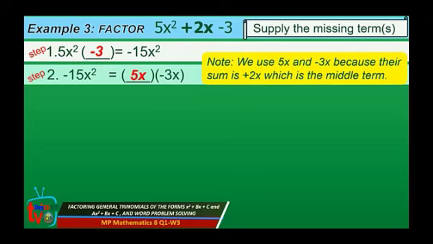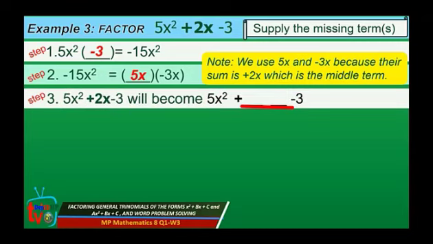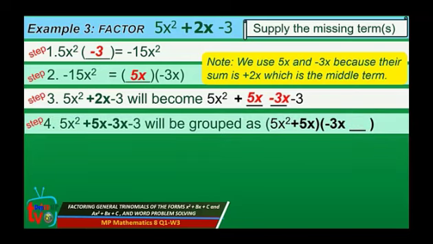Next step, we are going to rewrite 5x squared plus 2x minus 3 as 5x squared plus blank minus 3. The correct answer is plus 5x minus 3x. Next, we group the terms with common factor. The first group will be 5x squared plus 5x and negative 3x paired with blank. Okay, so the correct answer is negative 3.